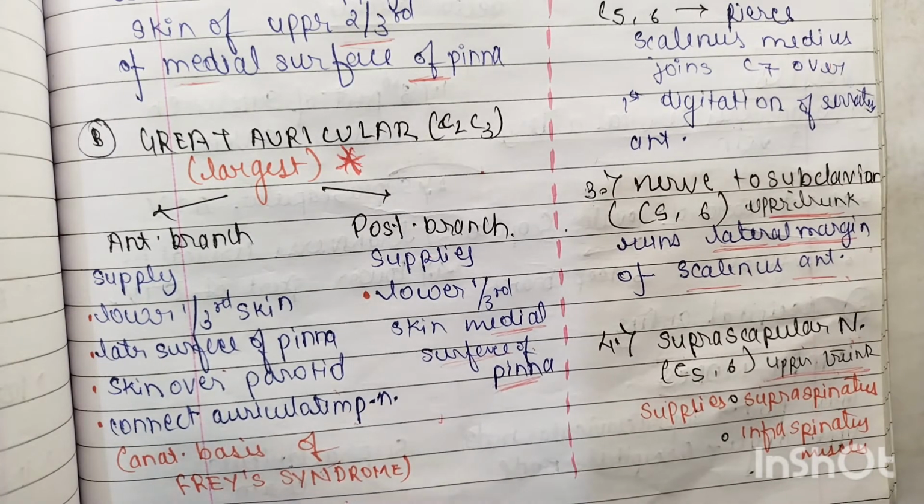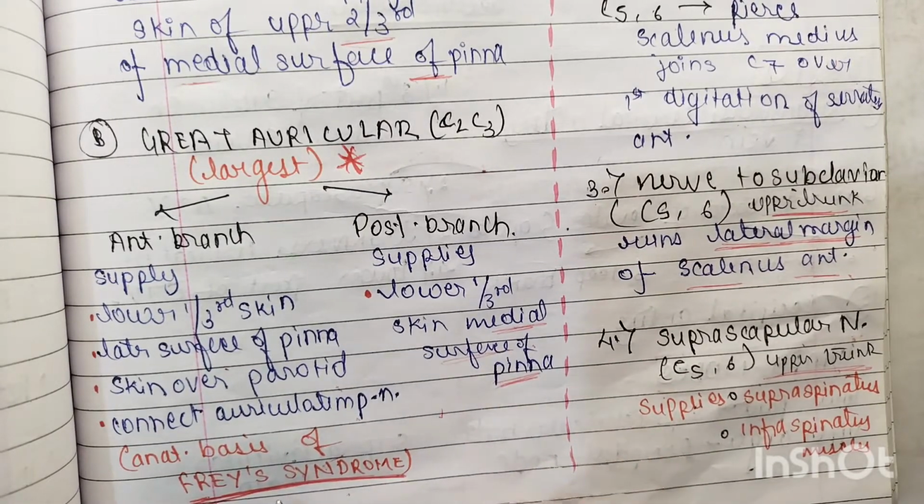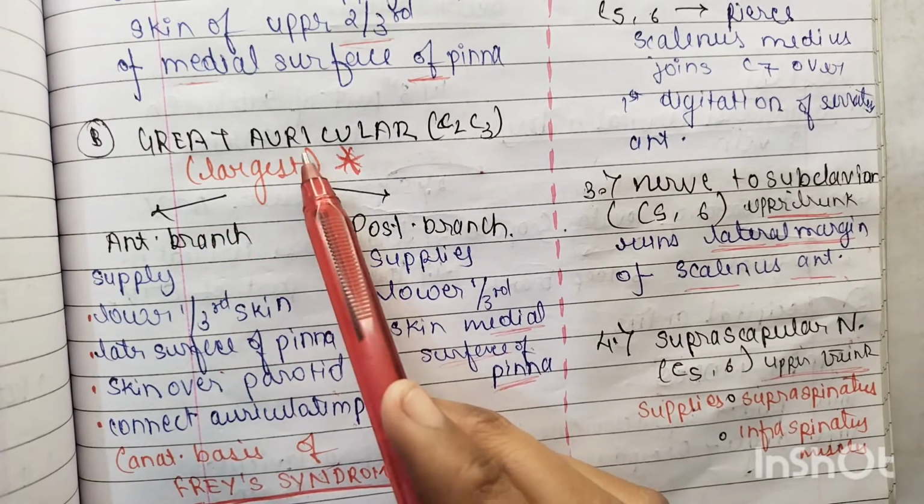Because it connects with the auriculotemporal nerve, it also has the anatomical basis of Frey syndrome. So if a person has Frey syndrome, then the anatomical basis to diagnose it is this anterior branch of the great auricular nerve.